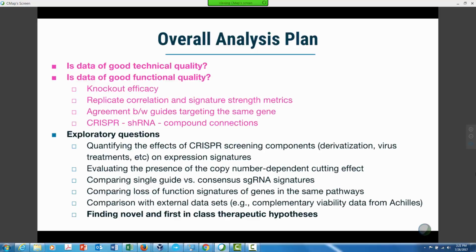But today, I'll be focusing on points 1 and 2. So is the cohort we've generated so far of good technical quality, and how is it doing from a functional quality standpoint?